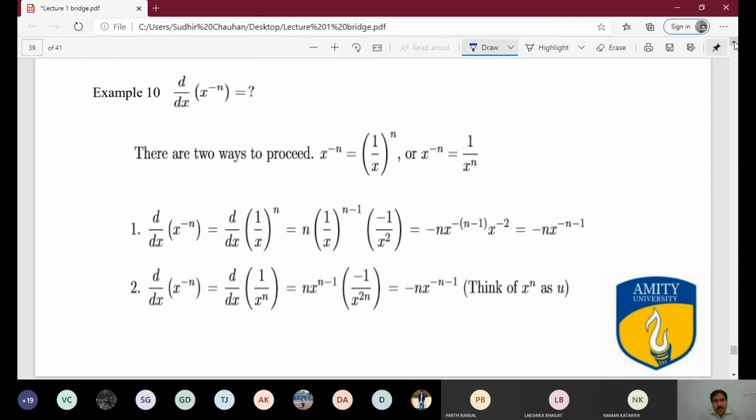Now d by dx of x raised to power minus n. So we can do it by two different methods. One is x raised to power minus n, and we can write 1 by x raised to power n. So for 1 by x raised to power n, we can directly put the formula, and then we can write the differential coefficient of 1 by x, and the differential coefficient of 1 by x is minus 1 by x square. So it will be minus n x raised to power minus n minus 1. So we can also do it by taking it as u.